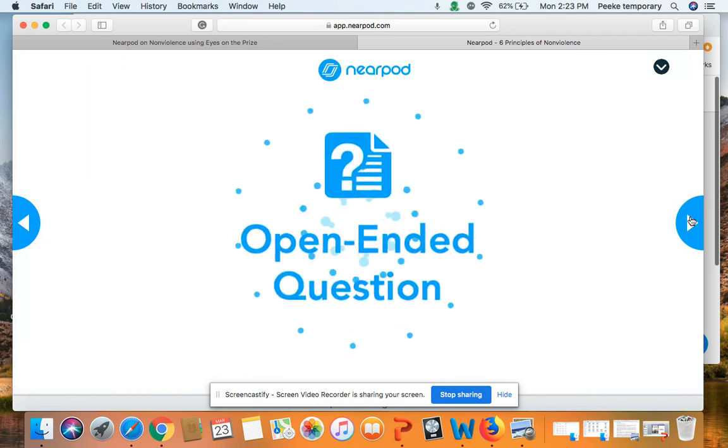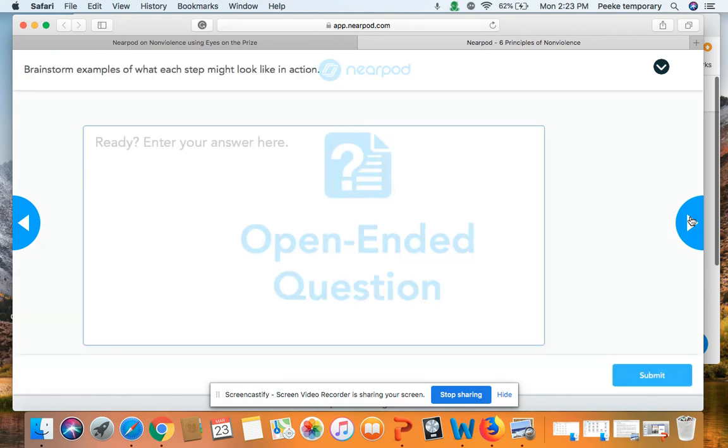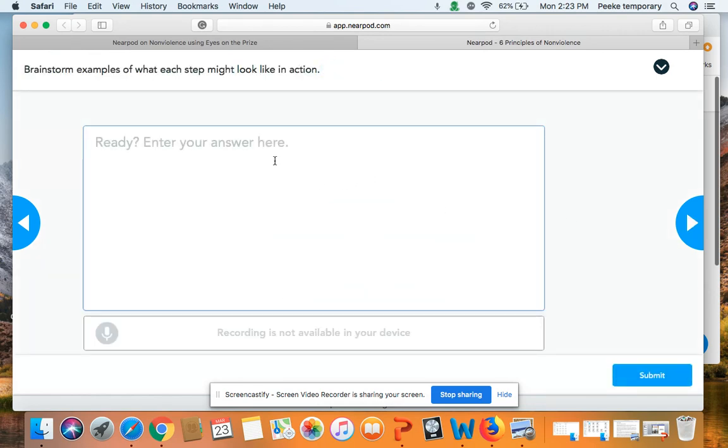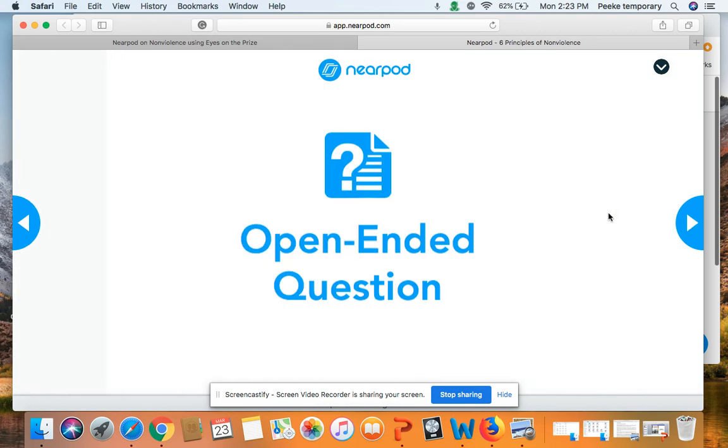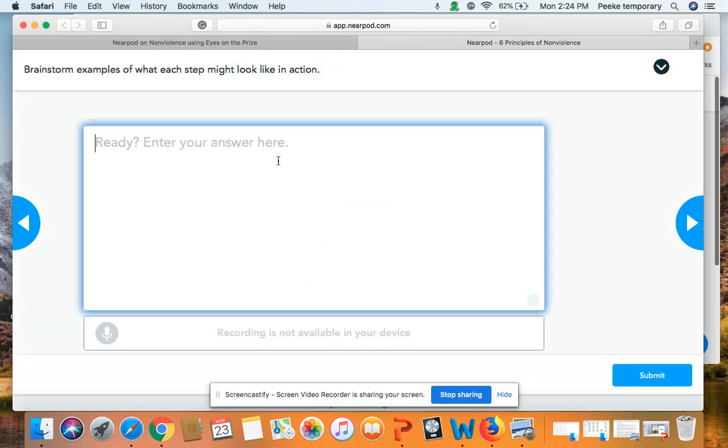And what would come up is it's asking you, what are examples? So if you can't remember, you're like, I don't remember an example. Let's look at the first one. Nonviolence is active resistance and it is aggressive. So aggressive nonviolence. What would my example of aggressive nonviolence be? Let's say, or your example, I think we talked about this.